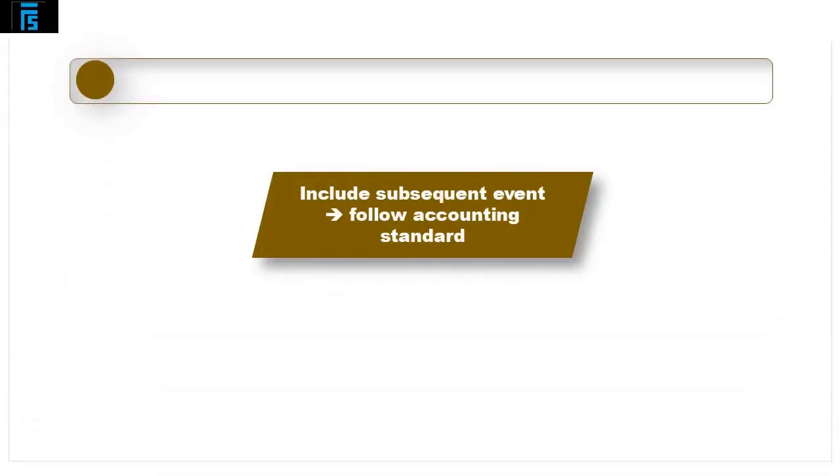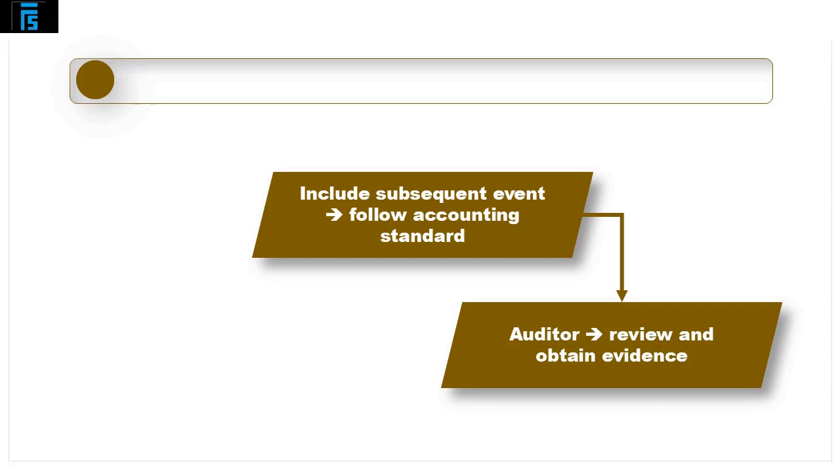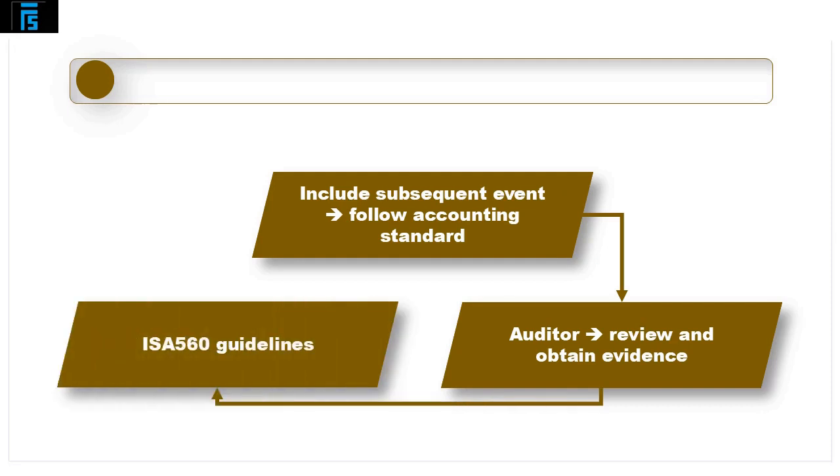The entity should include any subsequent events as per the accounting standard treatment. The auditor must then review any events and their treatment in the financial statements, plus perform other audit procedures to obtain evidence of any further events that may have been missed. They do this with the guidance from their auditing standard ISA 560.